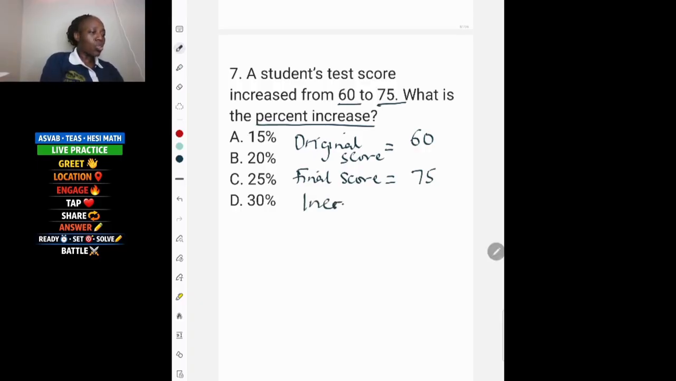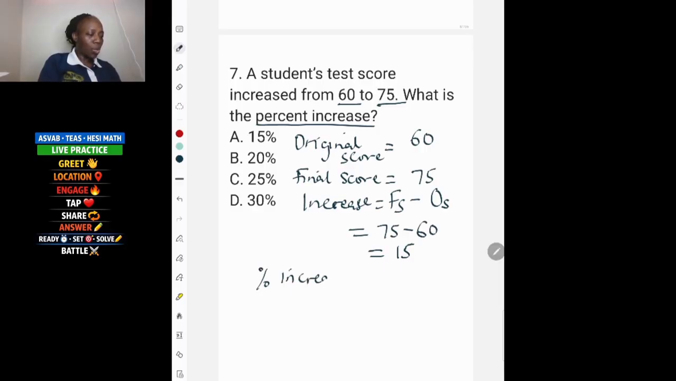Increase is what? Increase is final minus original. I will just say FS, final, negative OS, original. So that will now be 75 negative 60. What's that? 15. So now that we know it's 15, we now say percentage increase is now what?